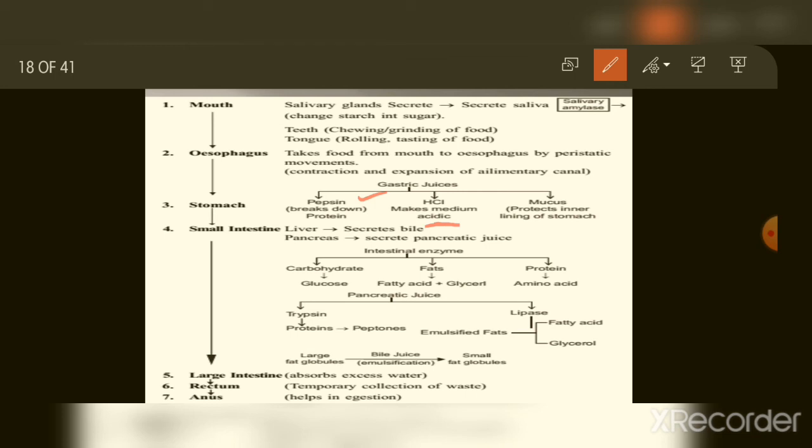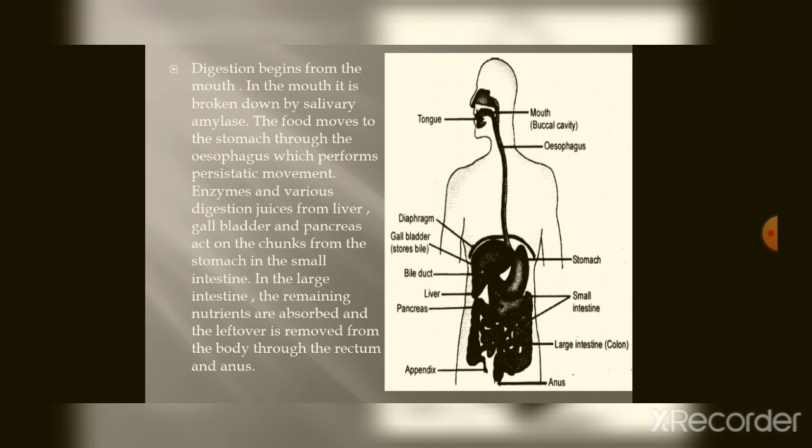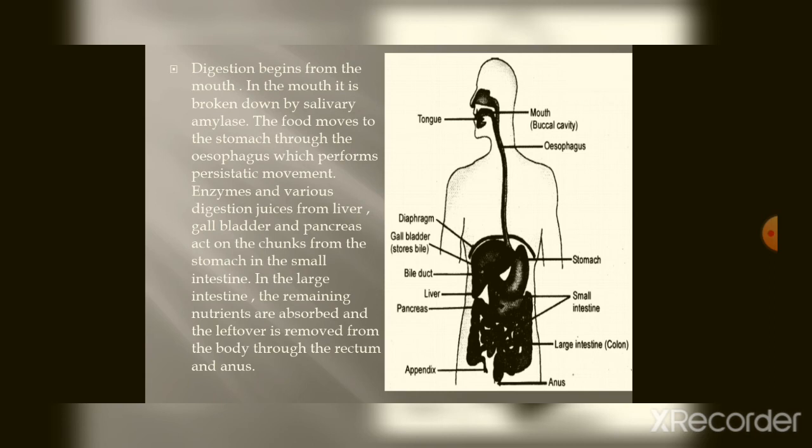The walls of the small intestine contain glands, which secrete the intestinal juice. The enzymes present in it will convert the proteins into amino acids, complex carbohydrates into glucose, and fats into fatty acids and glycerol.